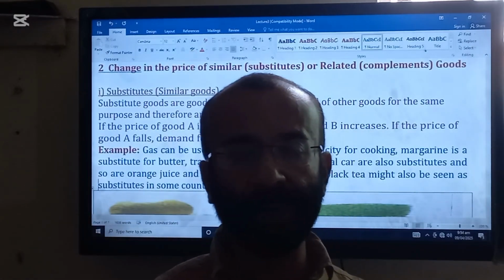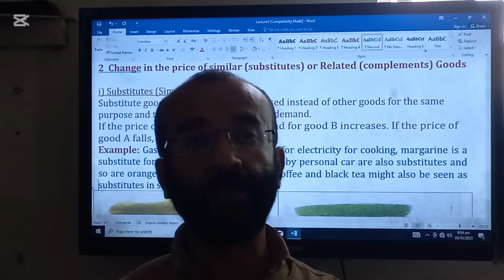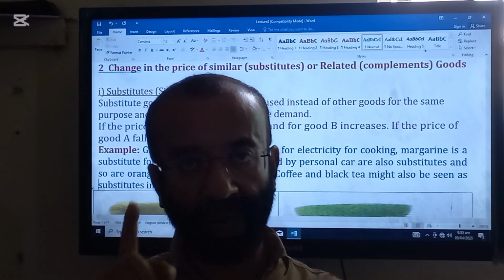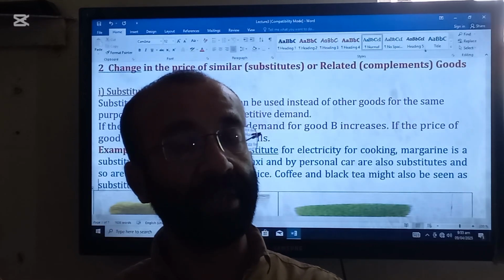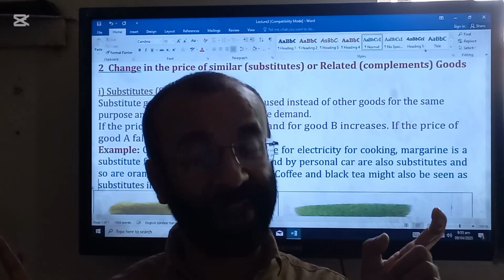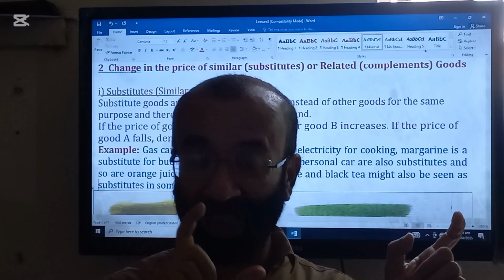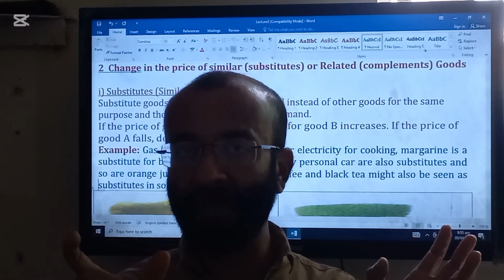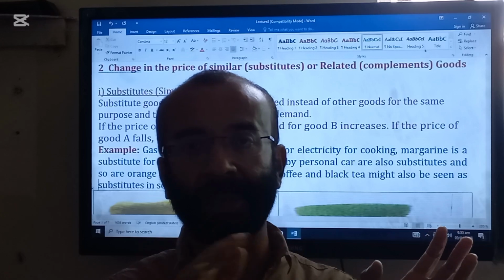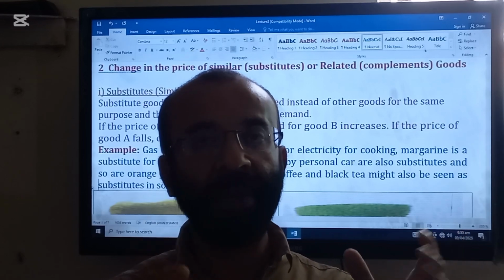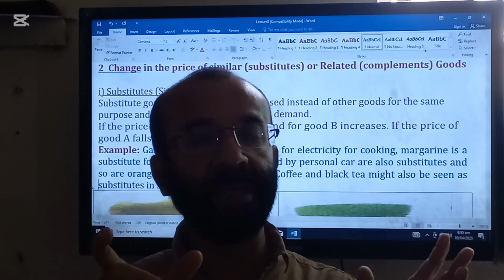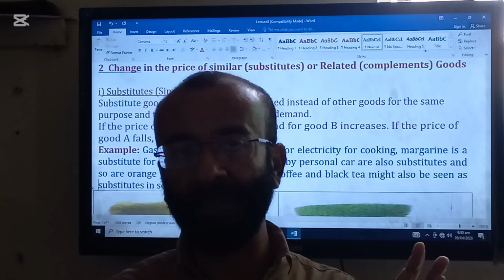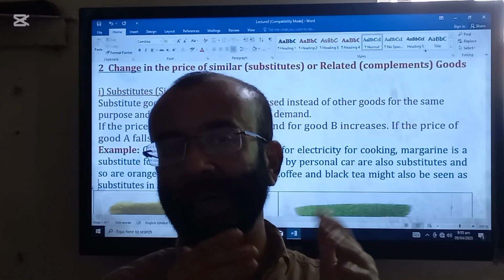So try to understand, if the price of margarine is increasing, then the demand for butter will increase. Let's suppose the price of butter remains the same, but when we compare the prices of the two things, we will feel that the price of butter is now less for us as compared to margarine, because the price of margarine is increasing.